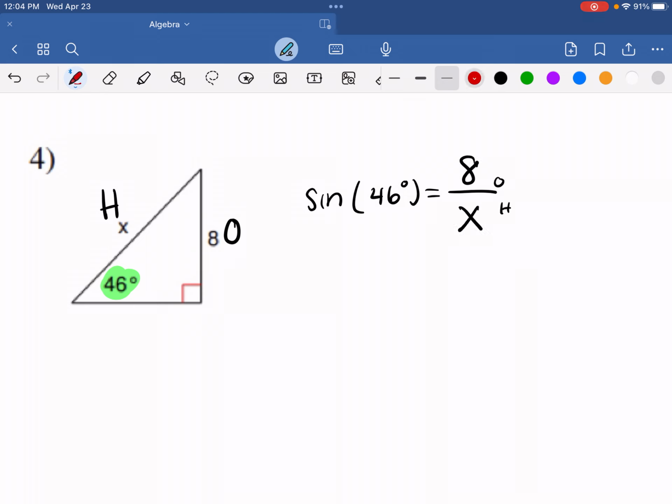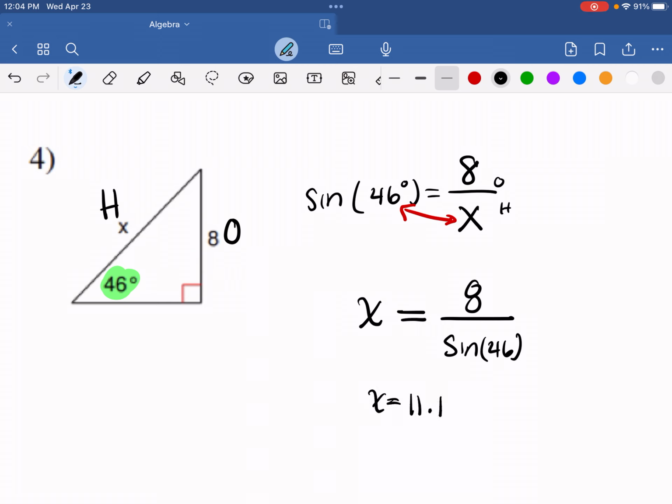Okay, this problem is different. When X is on the bottom, these two will switch places. So the X will come to the other side. The 8 will get stuck at the top, and on the bottom, sine 46. So sine 46 go together. And now you can type that in the calculator, 8 divided by sine 46. And the answer is 11.12, so it's 11.1. So in the calculator, make sure you divide by sine 46.